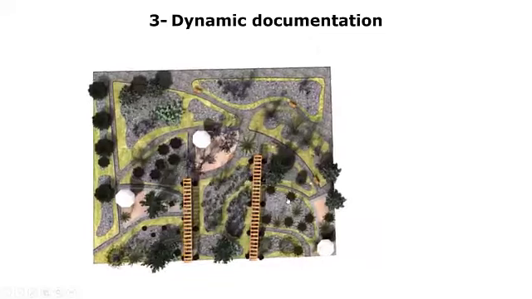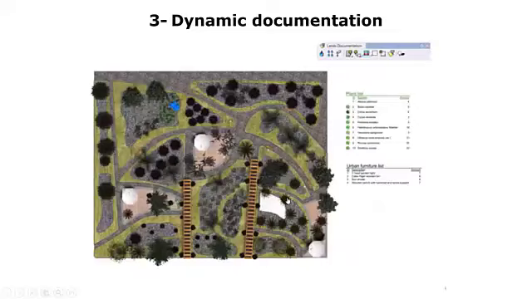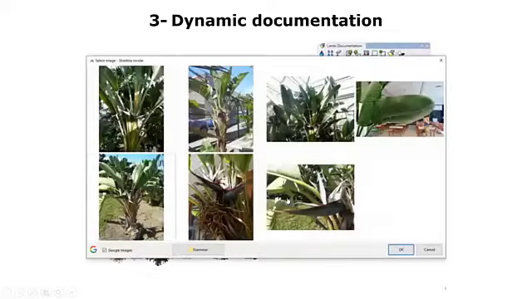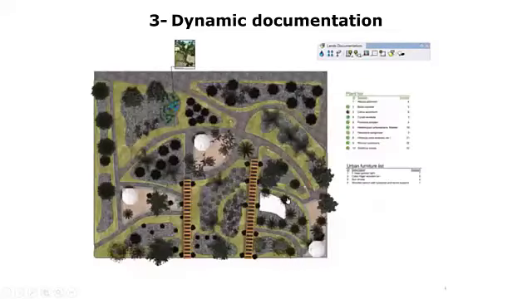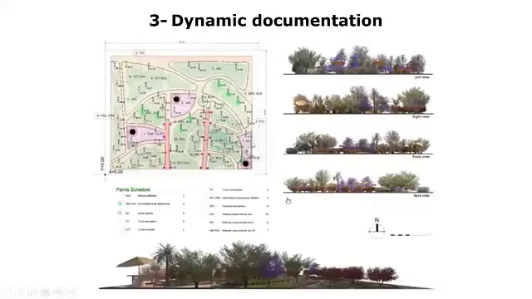There are dynamic documentation tools that let us produce the list of plants, earth moving operation, furniture, zoning, etc. just by one click. You can also add the image of a plant, add labels, and produce different types of documentation, different plans, and whatever you need for delivery.